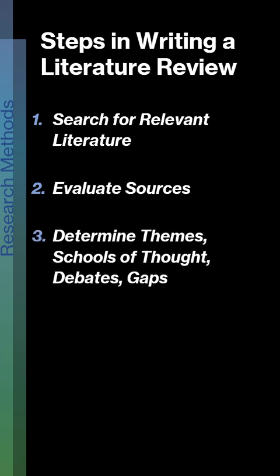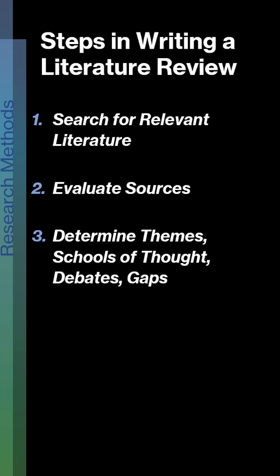You also need to categorize the literature, right? This is something that's very important. Evaluating a source is taking a source on its own merits and pulling it apart and looking in it. Step 3, determining themes, schools of thought, debates, gaps. This is all about the overview of the literature. This is dealing with a plural number of articles to say, all right, what's going on in this literature, right?